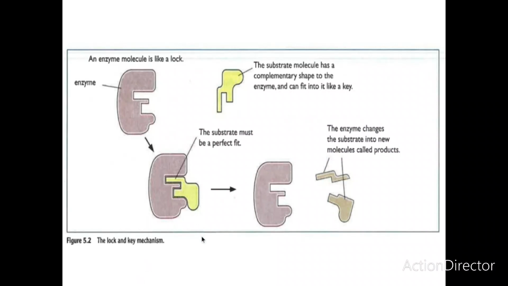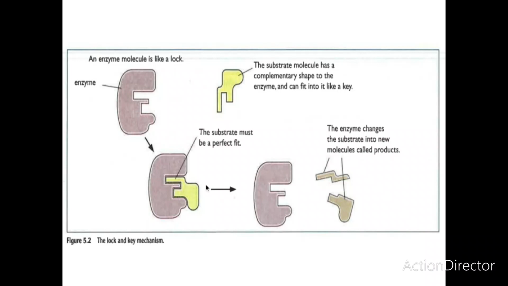So this diagram illustrates the lock and key mechanism. The enzyme is the lock and the substrate is the key. So the substrate molecule has a complementary shape to the enzyme and it can fit into it like a key. So this is the enzyme and this is the active site of the enzyme. So the substrate fits perfectly into the active site of the enzyme.